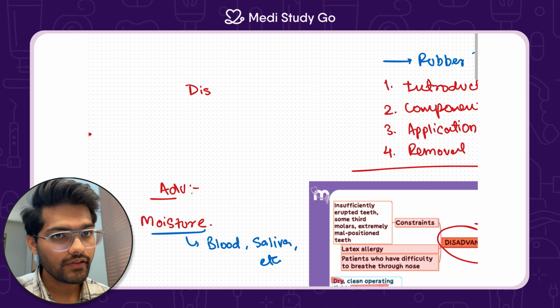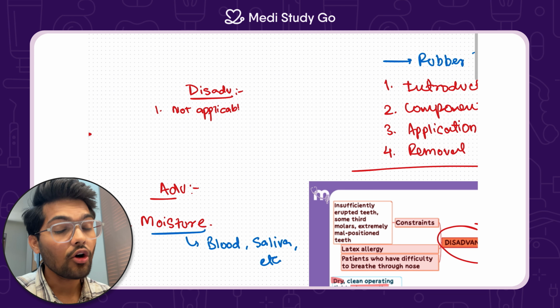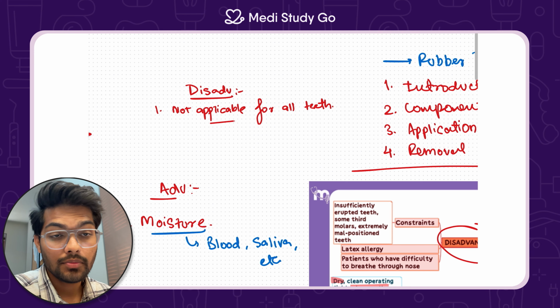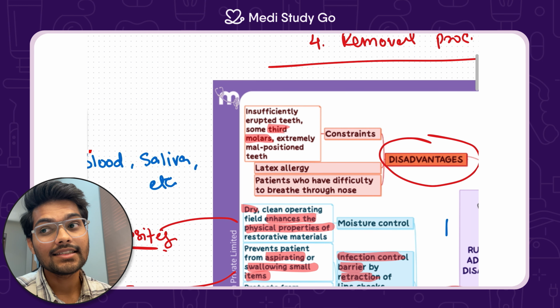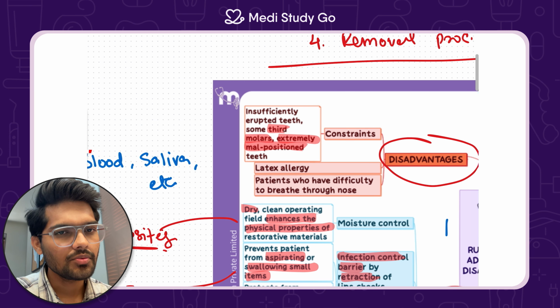Moving on to the disadvantages of rubber dam application. These are not direct disadvantages, but related to the procedure. For example, it is not applicable for all the teeth. We have some teeth which are supra-erupted or infra-erupted, third molars, or if the patient has limited mouth opening, then rubber dam might not be the best option.